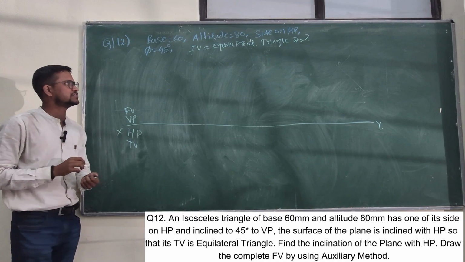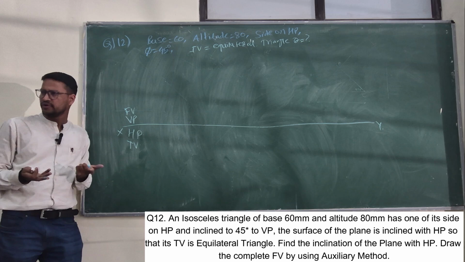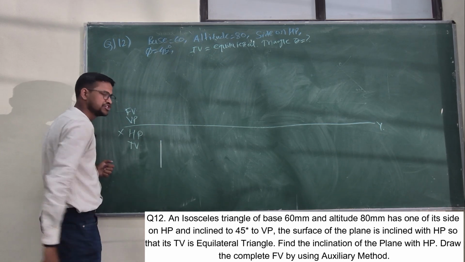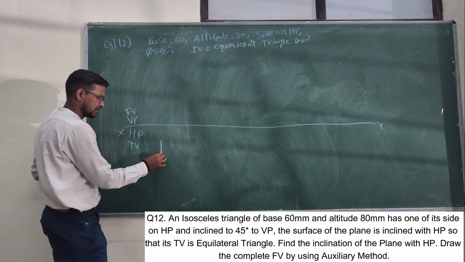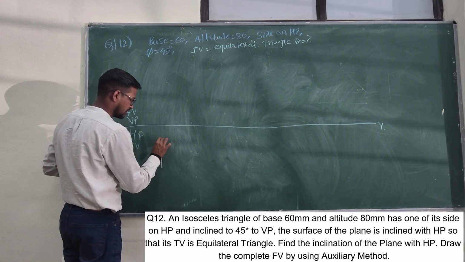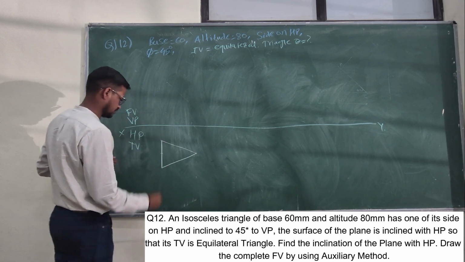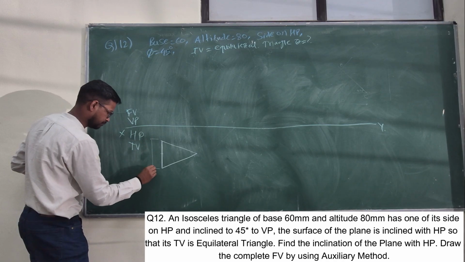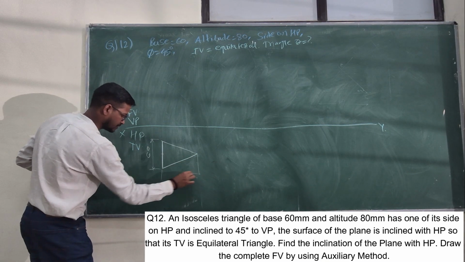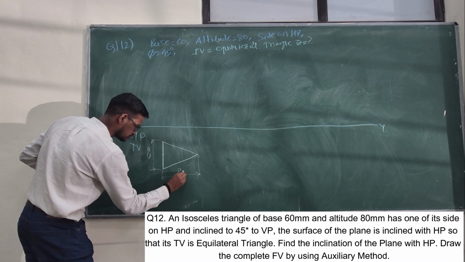Now they strictly mention side is on HP. It means that the plane is parallel to HP, so the true shape occurs on HP. So the side is how much? 60 mm. Take a midpoint, 30 mm. After that, altitude is how much? 80. So here is an altitude of 80 mm. When I join this point and this point, I get an isosceles triangle. Base is 60 mm and altitude is 80 mm. So this is the true shape when I am looking from the top side.